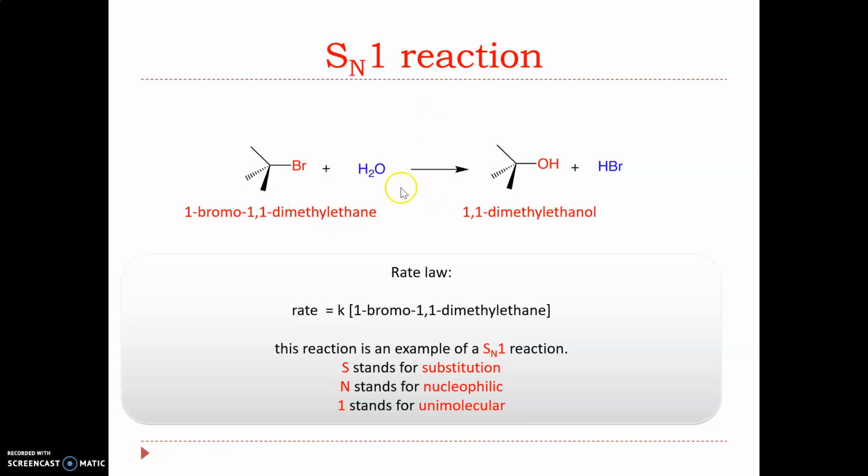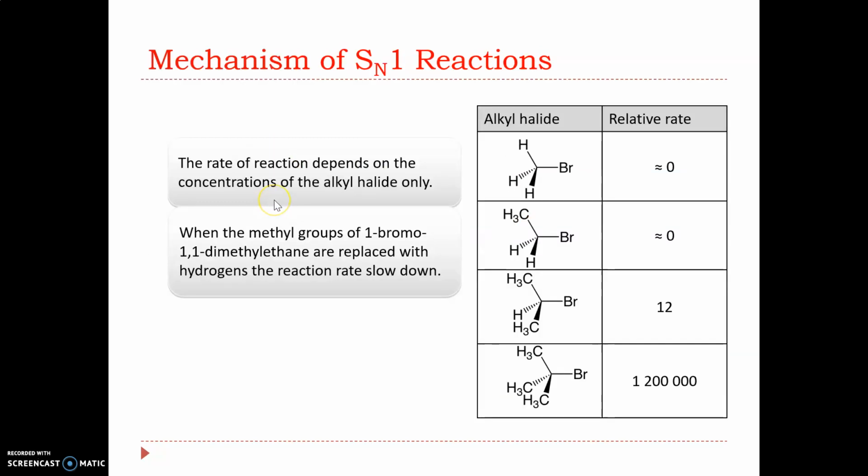This is an example of SN1 reaction. Again, in SN1 reaction, rate depends on concentration of only one reactant. So, in this example, rate depends on concentration of this 1-bromo-1,1-dimethyl ethane. Here, the relative rates of some alkyl halides towards SN1 reaction are given.